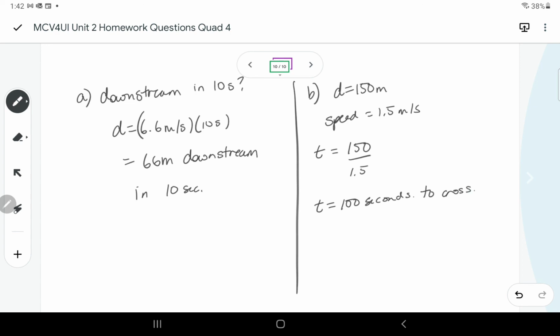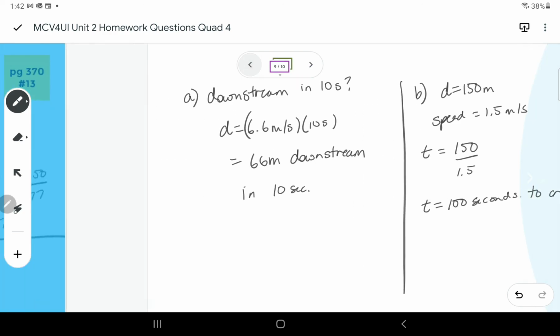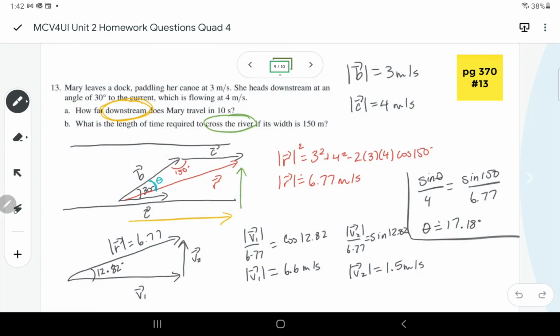Okay, so it doesn't even ask for the resultant, but you do need all of the information from that resultant to be able to solve for the pieces that it's asking for. So you have to kind of recognize that the resultant itself is a middle step, because what we're looking for is how far are you actually going downstream and how fast are you actually going across. And both of those things come from finding that resultant.